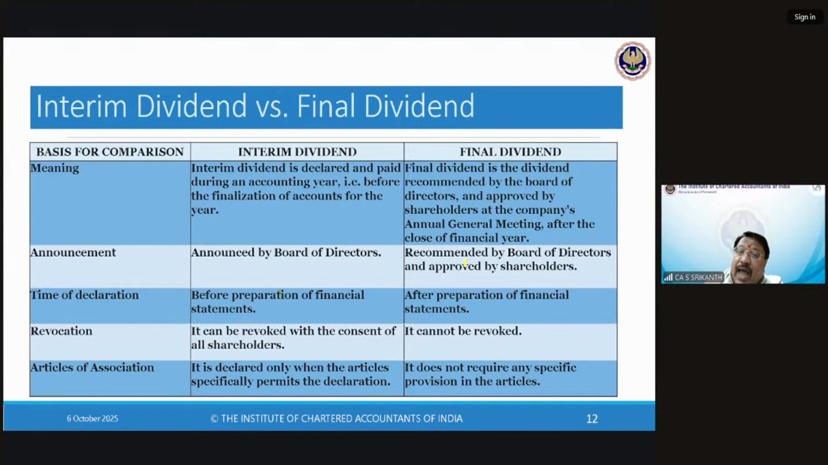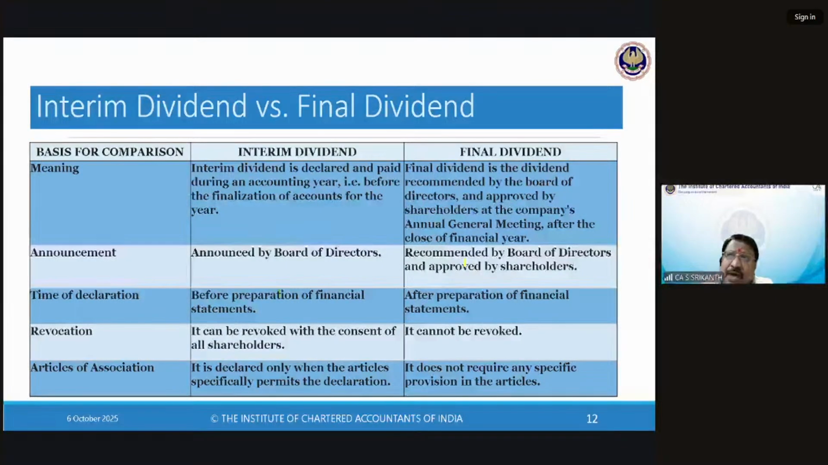Interim dividend after declaration can be revoked with the consent of all the shareholders. It so happens. But final dividend once declared cannot be revoked. Maybe the shareholders can abandon it, but it cannot be revoked. Which is why dividend decision is a very careful decision that the board has to take with much deliberation. Interim dividend can be declared only when the articles specifically permit the declaration. But final dividend is a matter of right.